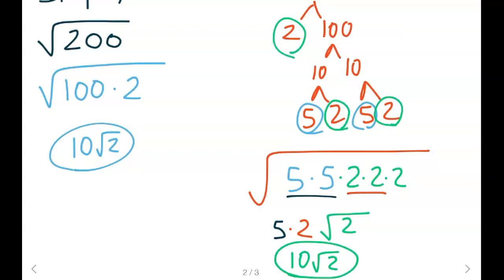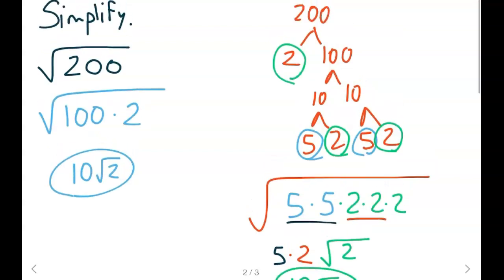If you recognize the perfect square factor, this way it's going to be less writing and probably quicker. If you don't recognize that, the nice thing about the factor tree is you can think of any two numbers that multiply to get that. So some people might have started with 20 and 10, and you just keep on going until you get to prime numbers.